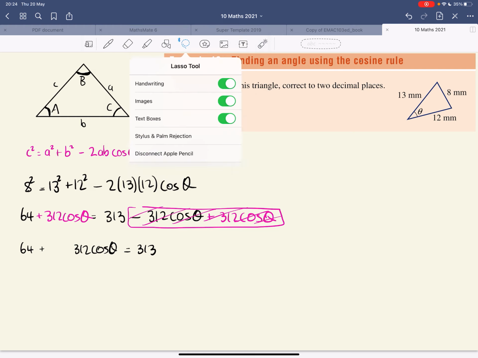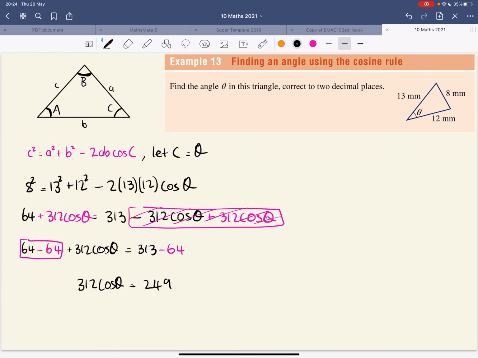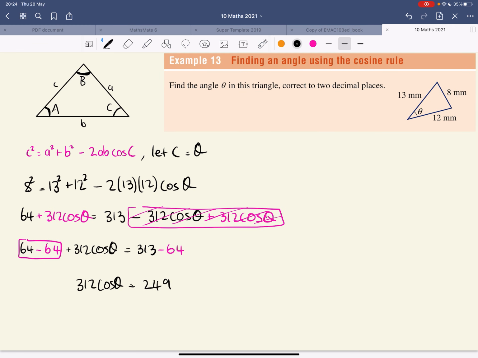All right. Sorry, that should be staying here. And we are going to subtract 64 from both sides. In doing so, this is eliminated, and now I'm left with 312 cos theta equals 313 take 64. That should be 249. All right, getting close. We'll keep going.